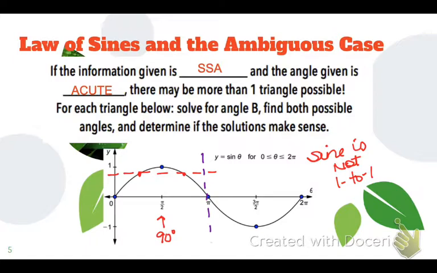The way to find that other angle is to take 180 and subtract the angle that you're given, and that's going to give you your other possible solution. So let's look at some examples where this is going to happen.